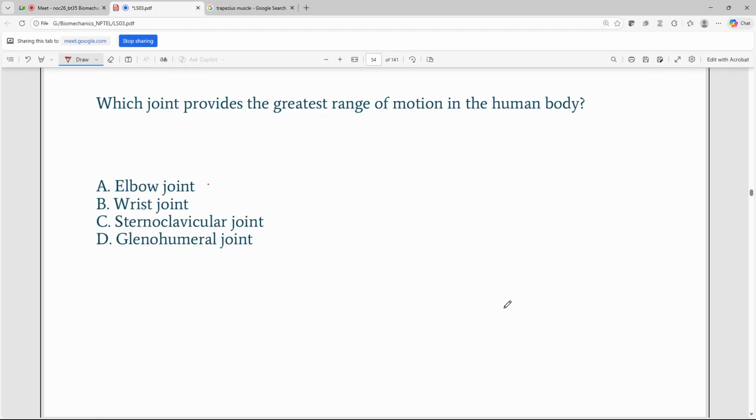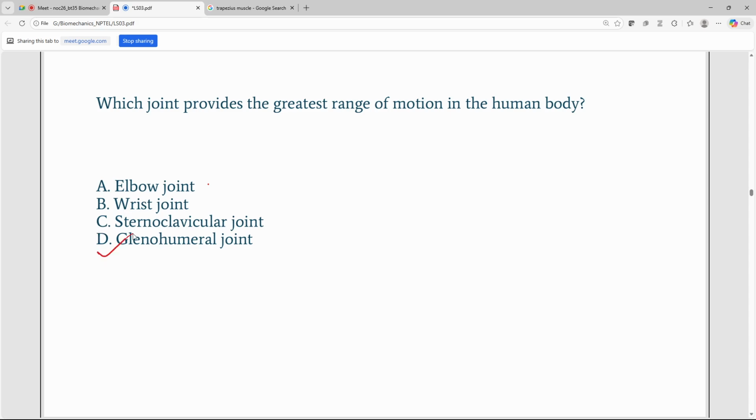Yes, the option is option D, that is glenohumeral joint. So our hands or upper limbs have the greatest range of motion in the human body, and this much range of motion is mainly provided by the glenohumeral joint, that is the shoulder joint, where the humerus bone is being connected to the body. Because of that joint only, the upper limb has the greatest range of motion.